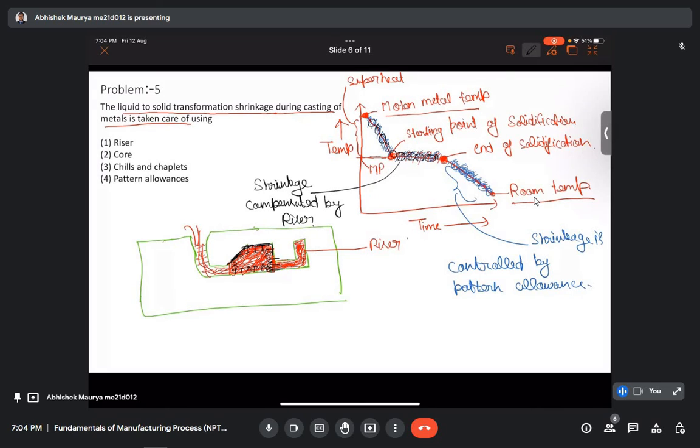So that is the function of the riser, and this riser will take care of only the shrinkage which happens from the molten metal temperature until solidification. After solidification, it cannot compensate the shrinkage which happens because of cooling of the solid metal to room temperature. Therefore, riser will be the correct option. And the core we have already discussed. It is used for making internal features inside the casting.